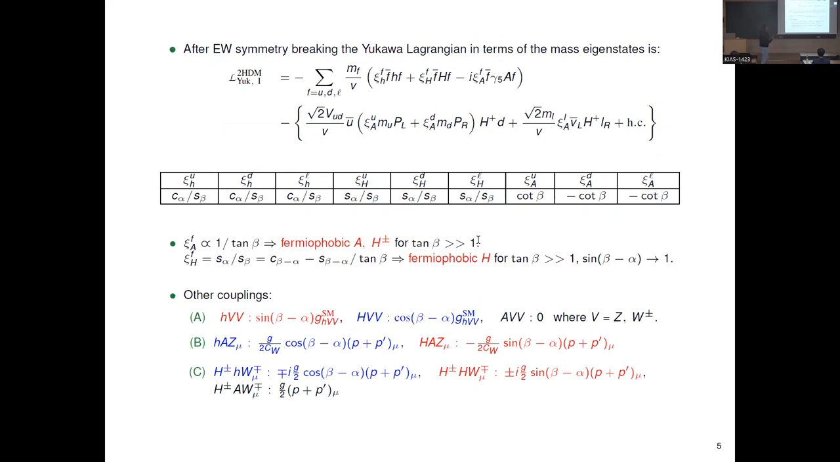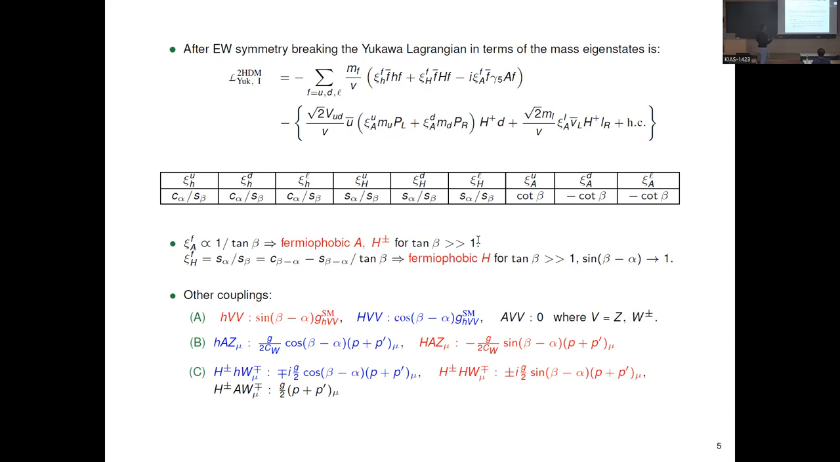Okay, so after electroweak symmetry breaking, the Yukawa Lagrangian takes this form in type 1 two-Higgs-doublet model, where factors like xi are the Yukawa coupling modifiers, which are given in this table for the type 1 two-Higgs-doublet model. Now if we look at the pseudoscalar and the charged Higgs, the Yukawa coupling modifier takes this form. It is proportional to 1 by tan beta. So for large tan beta, all the couplings of the charged Higgs and pseudoscalar to the fermions are suppressed. So in that sense, they are fermiophobic.